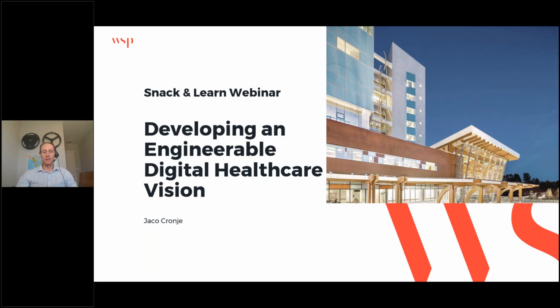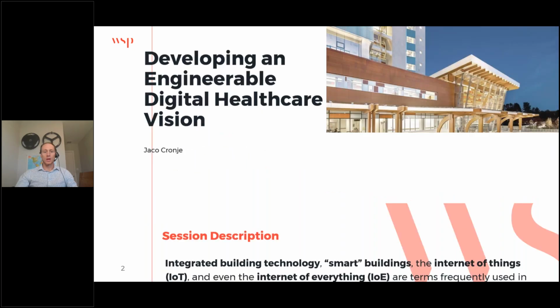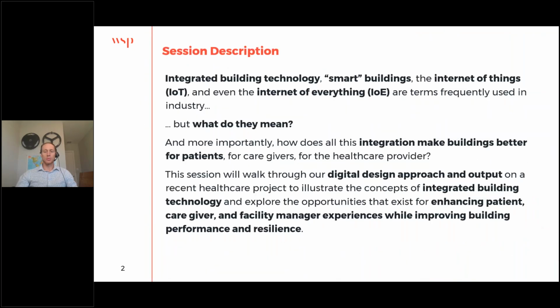The intent of today's session is to speak about how we develop an engineerable digital healthcare vision. It's sometimes easy to set a vision, but how do we translate that into an engineerable aspect? My name is Jaco Cronje. I'm from WSP, based in Houston, Texas. We're going to use a case study today to talk through how we would go about developing that engineerable vision.